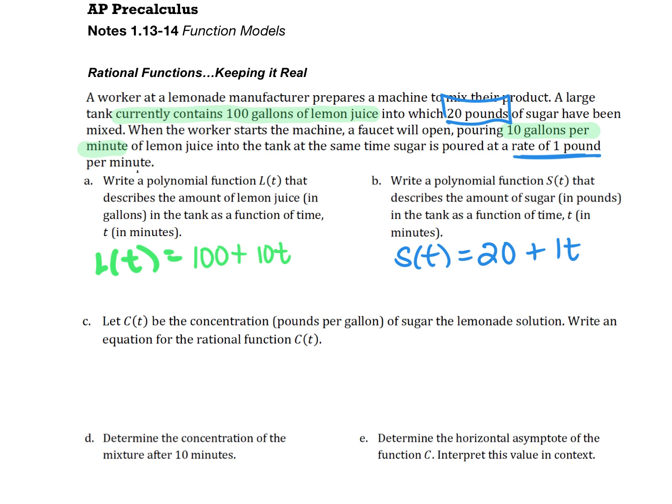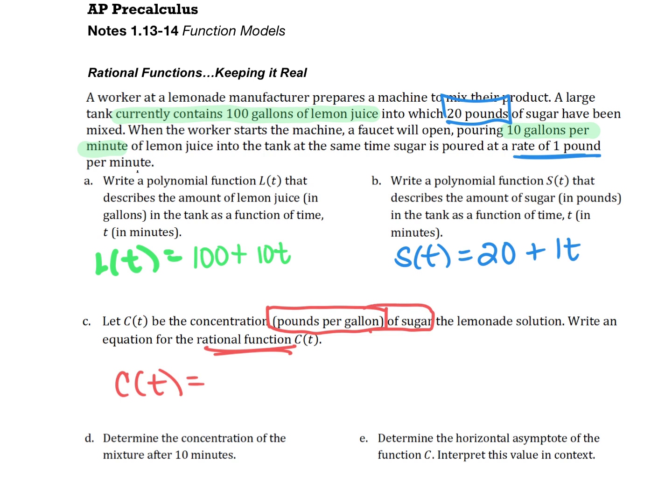Okay? Now, part C takes us up a notch, and it says, hey, let C of T be the concentration in pounds per gallon of sugar in the lemonade solution. We want to write an equation for the rational function C of T. Because it wants a rational function, that means it's a fraction. Okay? Rational means a fraction. But notice that language right there, and I think this is really interesting. Pounds per gallon of sugar.